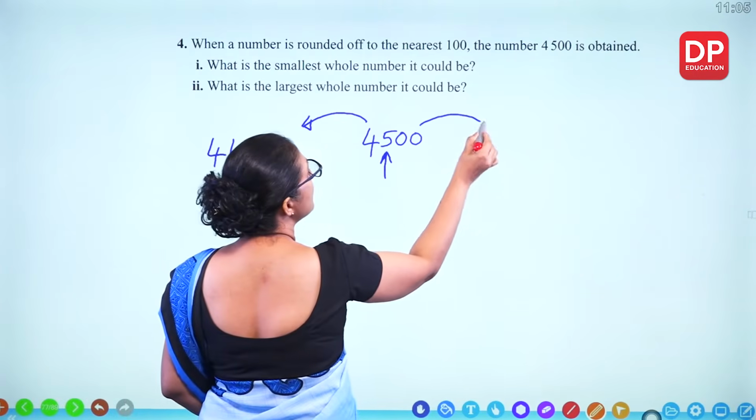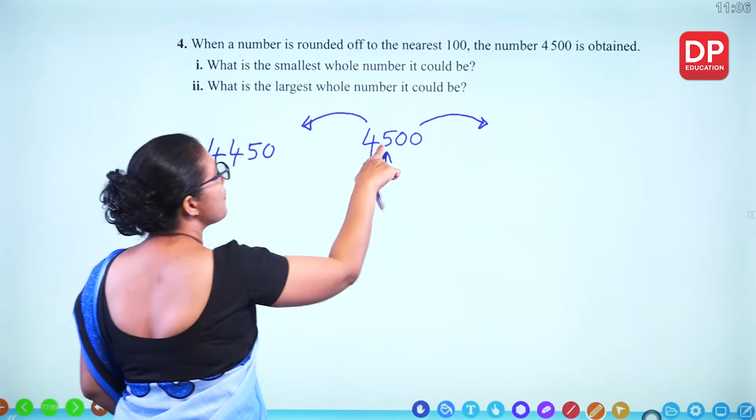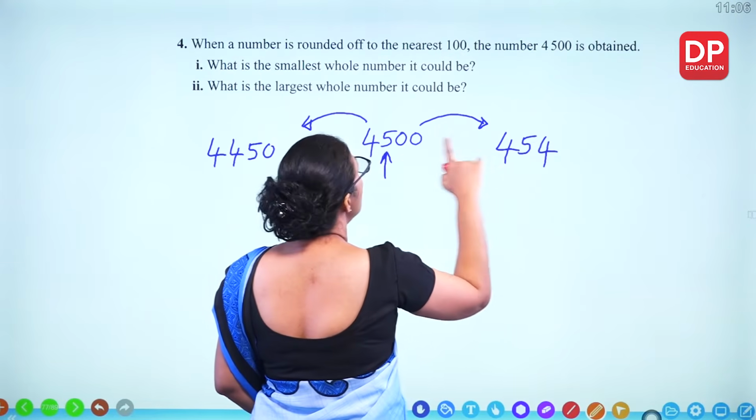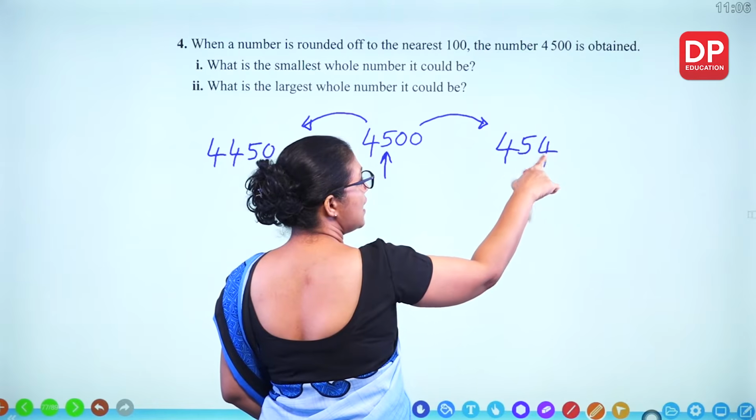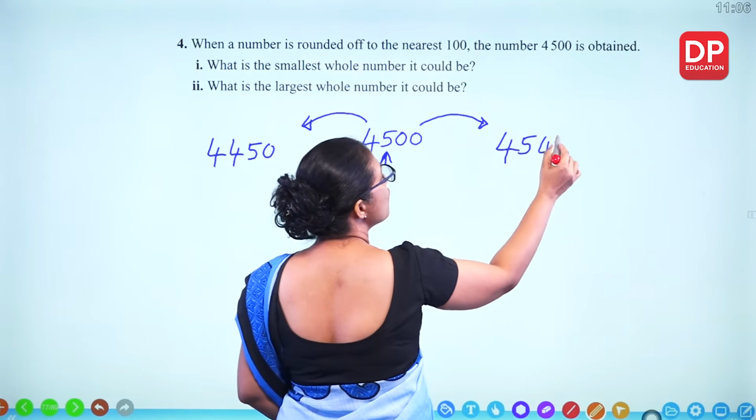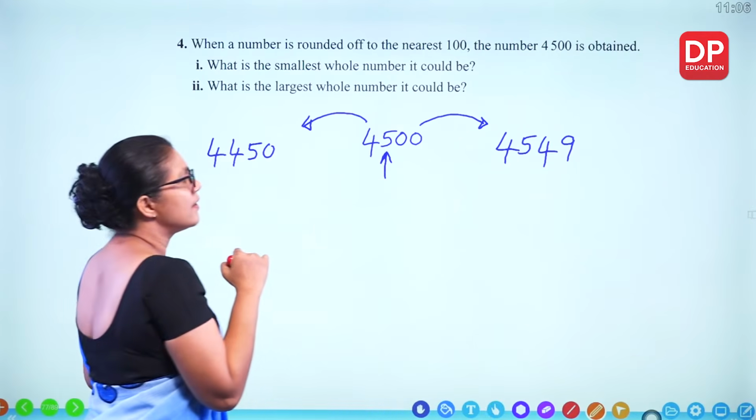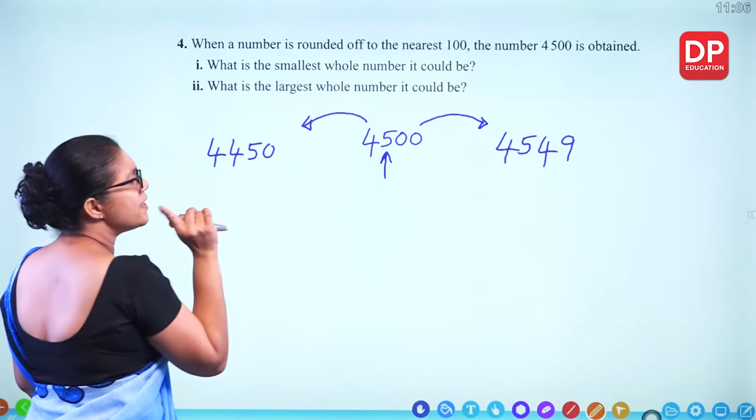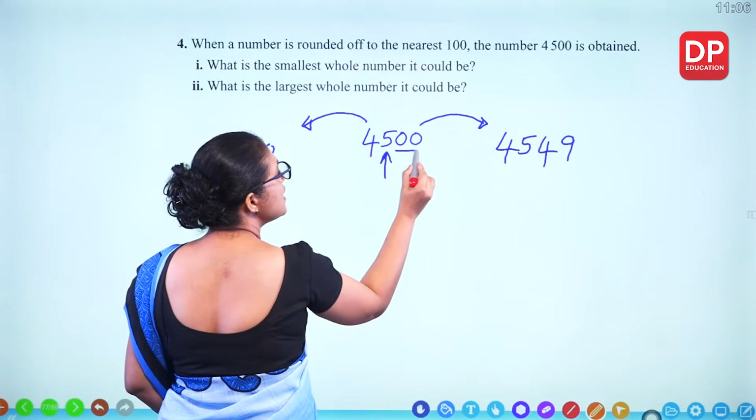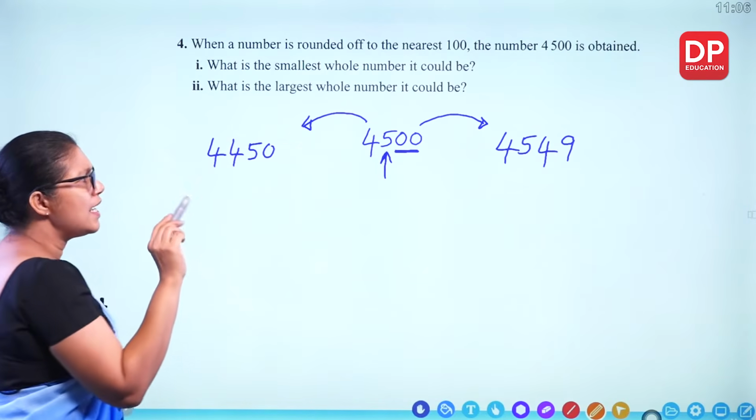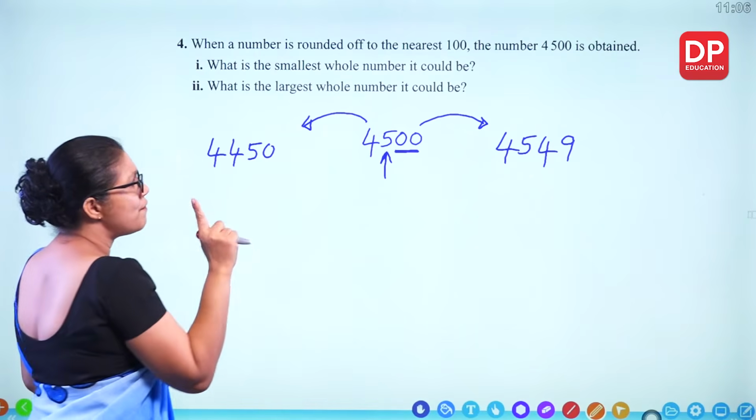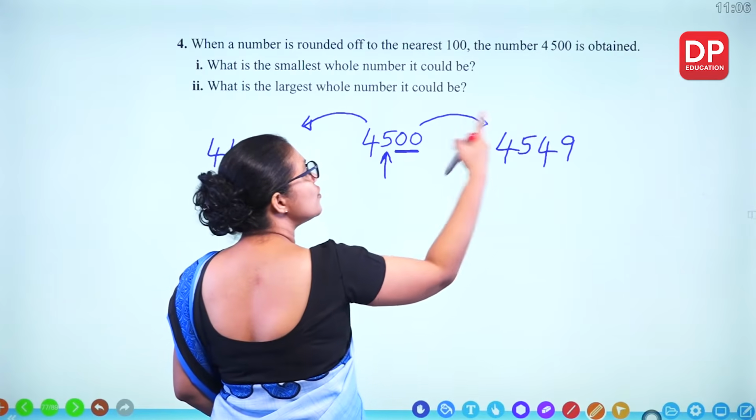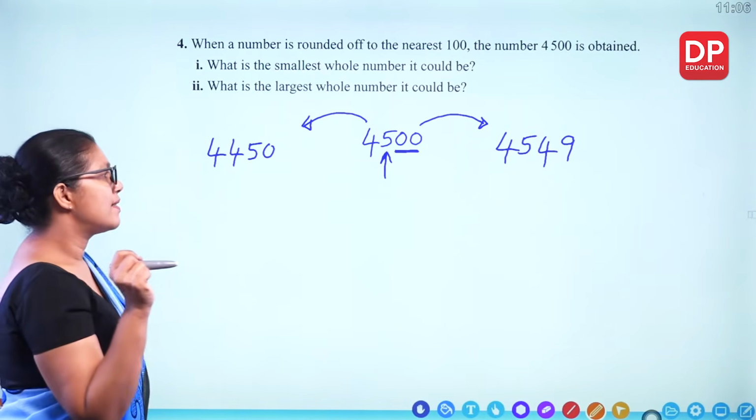What's the highest possible value? This should be 4, 5. If you take 50, that means this becomes 6. So 49. So basically what happens? If this is correct to nearest 100, what we do, we take subtracting 50 and adding 50. But when you add 50, you get 4550. It's not equal, so you take 1 less than that.